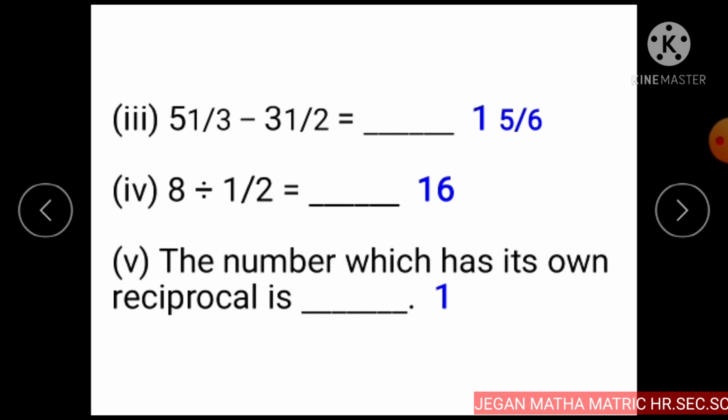Subdivision 5. The number which has its own reciprocal is dash. The answer is 1.